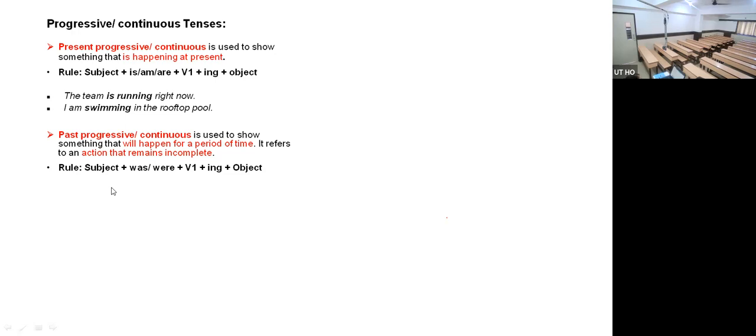Got it? So let's look at an example. The team was running yesterday when the storm rolled in. Here we have was running, yesterday, that is in the past. Again, there are two actions taking place, when the storm rolled in. Or we have just one action. They were swimming in the river. That also gives us the past progressive. Now, if it was a simple past, we would say they swam in the river.